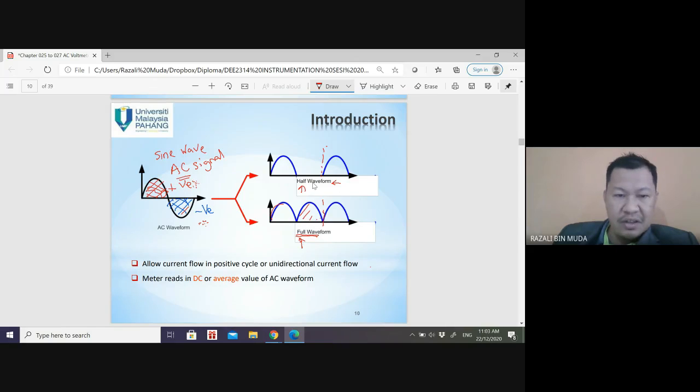So this is a rectifier. Rectifier allows current flow in positive cycle or unidirectional current flow. Unidirectional means one direction. Instead of AC, where you have both directions, just now, remember, half cycle they go this way, and another cycle they go this way. But using rectifier, now it has only one direction. The meter reads in DC or average in AC waveform. So for the DC voltmeter movement, the meter reads DC equivalent or average value of AC.